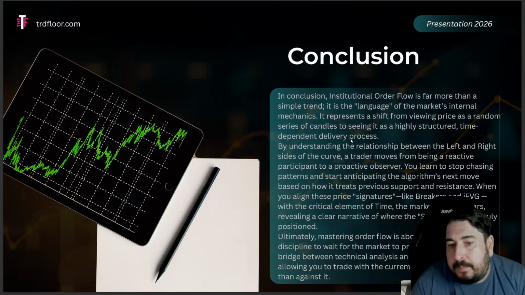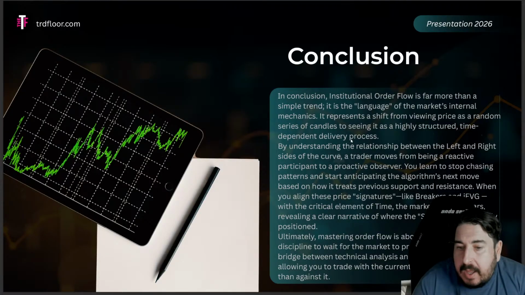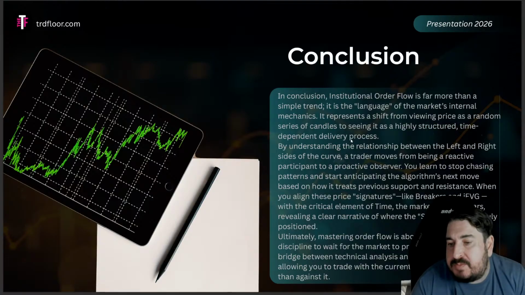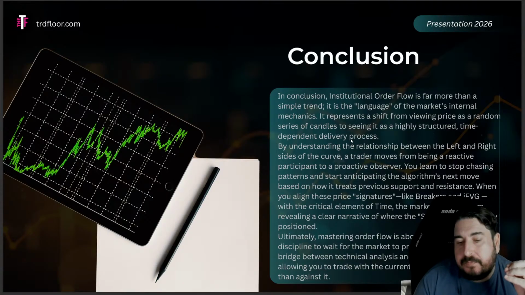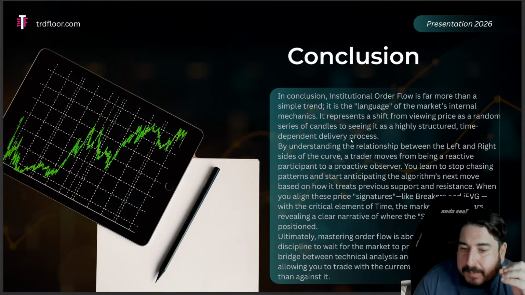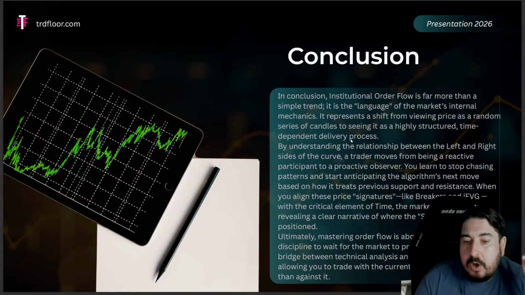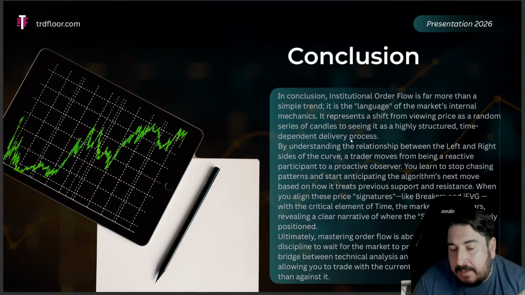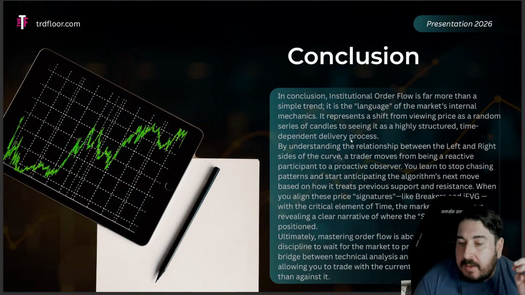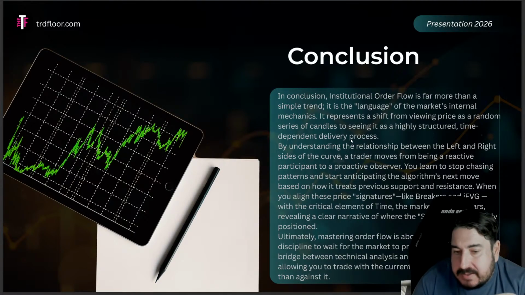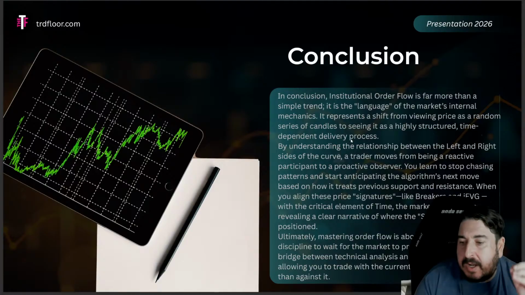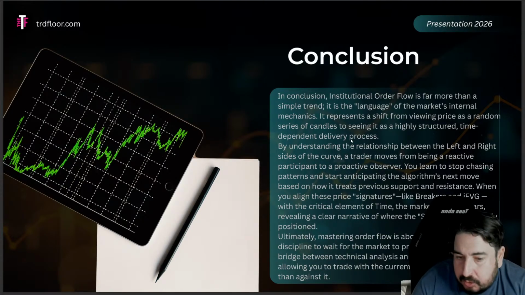You learn to stop chasing patterns and start anticipating the algorithm's next move based on how it treats previous support and resistance. When you align these price signatures, like breakers and inverted fair value gaps, with the critical element of time, the market noise clears, revealing a clear narrative of where the smart money is truly positioned.